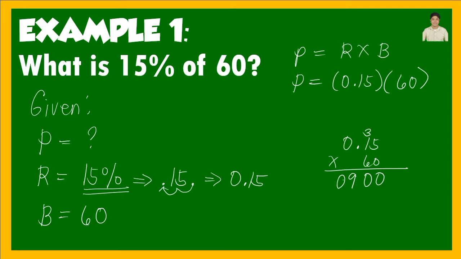And then we will count the number of decimal places from our factors. So, ito lang po ang may decimal. So, yung 60 kasi whole number siya. So, ilan ang decimal places niya? 1, 2. So, dalawa po. So, mag-move tayo ng decimal places, dalawa, from our product to the left. 1, 2. So, our answer is 9. So, ibig sabihin, the 15% of 60 is 9.